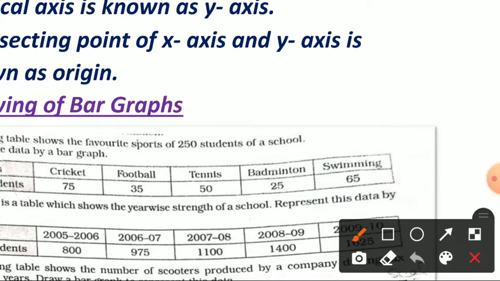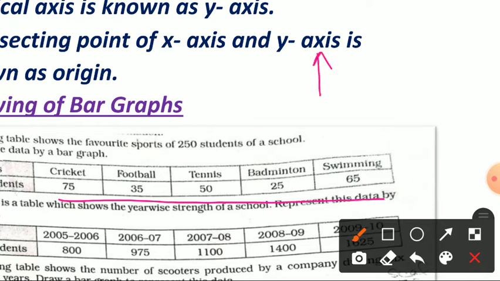If we look at the data, these numbers all come in the table of 5. We can take the scale of 5 or we can take 10. 5, 10, table of 2. This type of scale will be better and it is very easy to make the graph. So here I am taking the scale of 10.